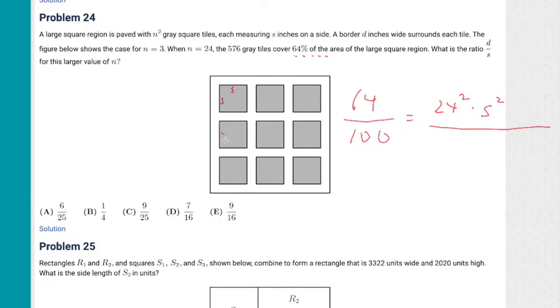We got 3 s's. We're trying to find this length. So 3 s's plus 1, 2, 3, 4 d's. So 3s plus 4d is the length of the large square for the case n equals 3. So we can extrapolate this when n is equal to 24.